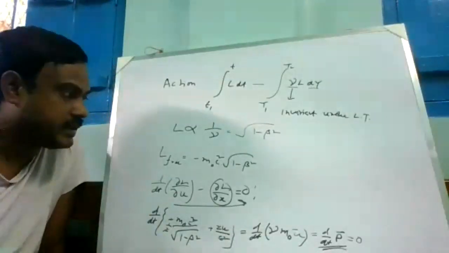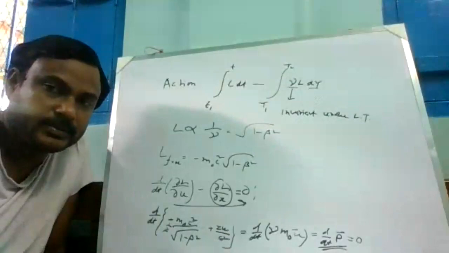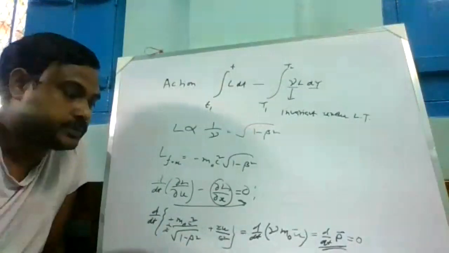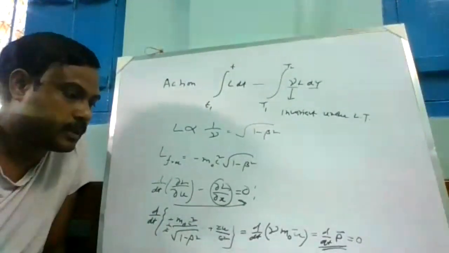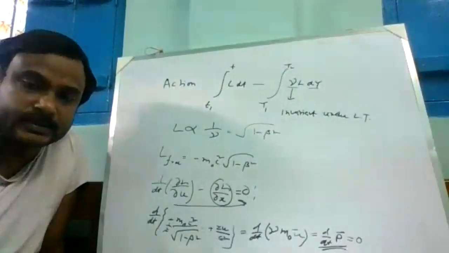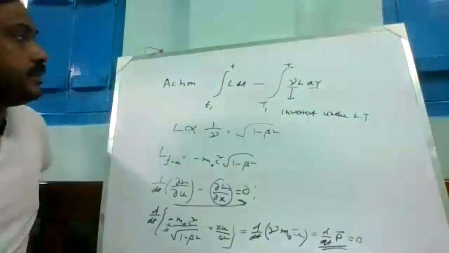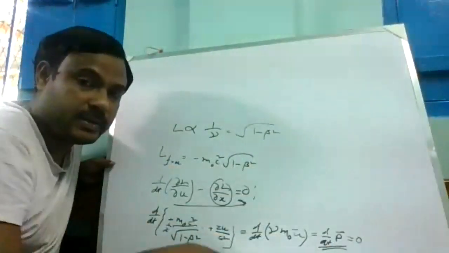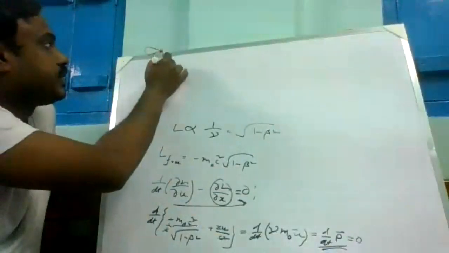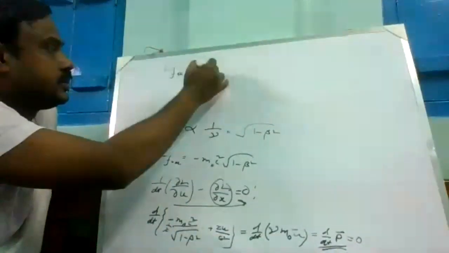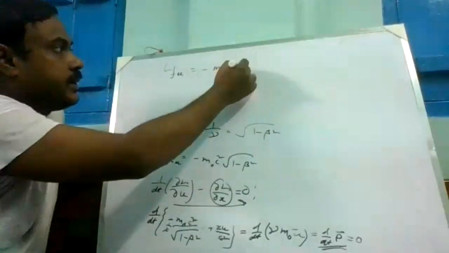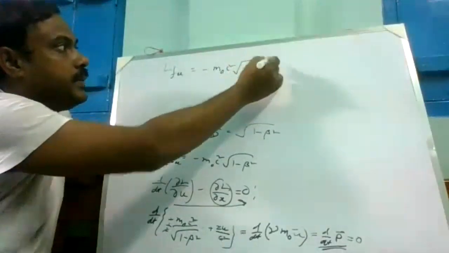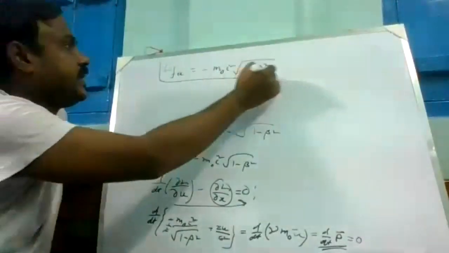So in fact, this Lagrangian gives you the correct equation of motion. So the free Lagrangian is this. One thing that we have learned is that the free Lagrangian which should be invariant under Lorentz transformation will be L free equals minus m0 c square root over 1 minus beta square. So this is the free Lagrangian.